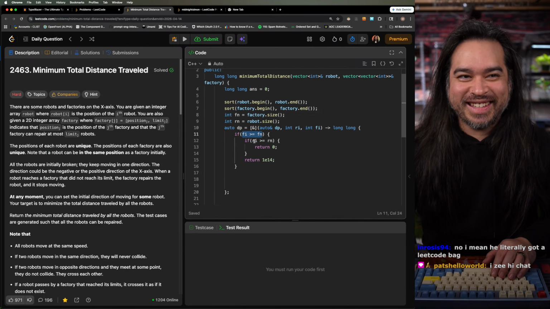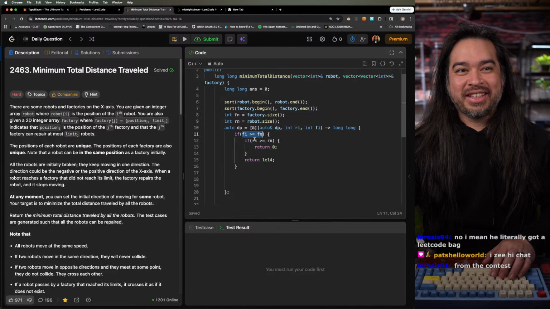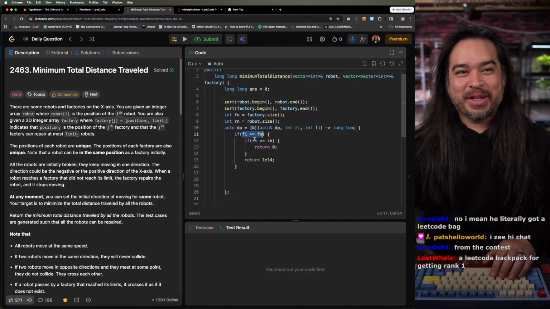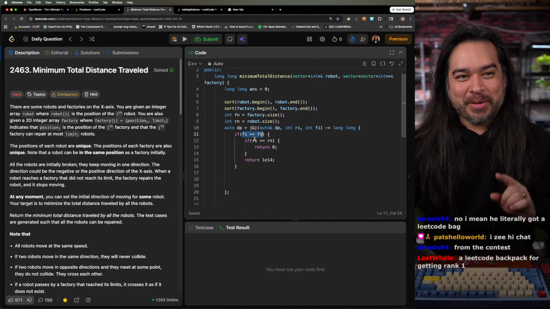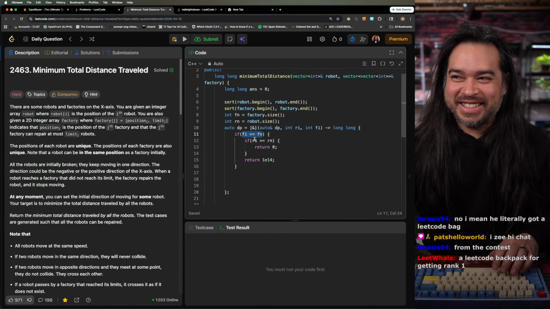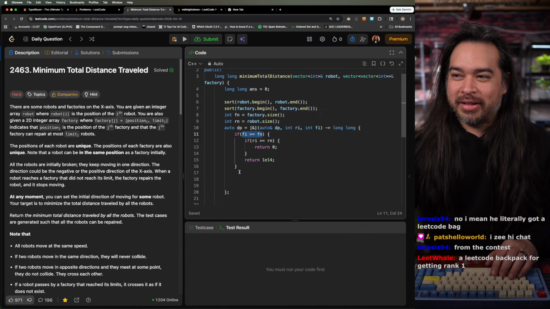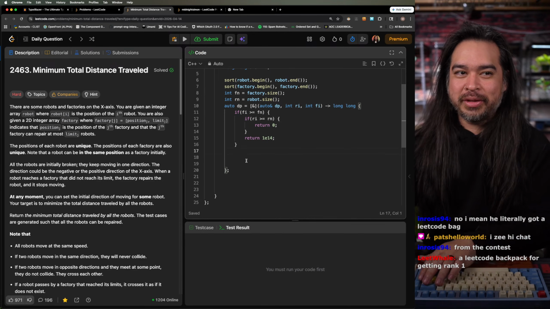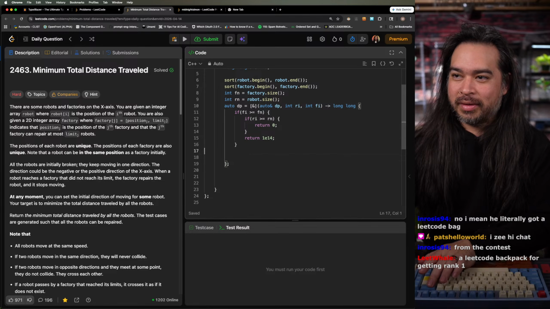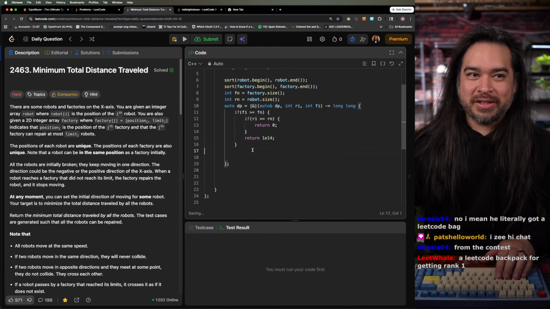Oh, Pat is in the chat. Oh, he literally got a LeetCode bag from the contest, from number one in the contest. I see. Dang, Pat. You got that bag for real? You gotta flex on us with that bag, man.